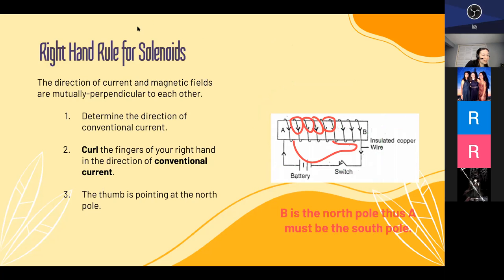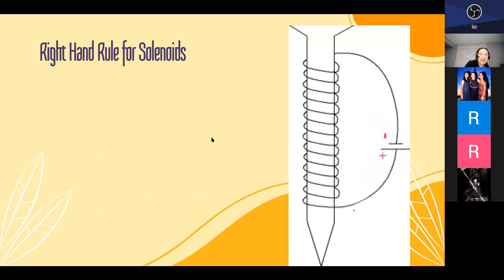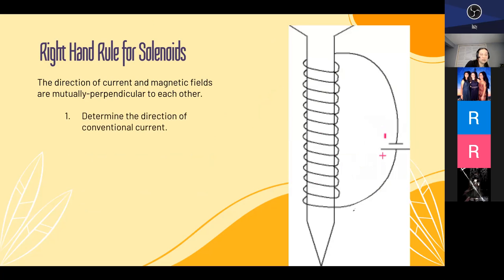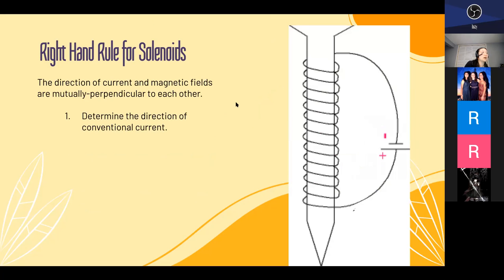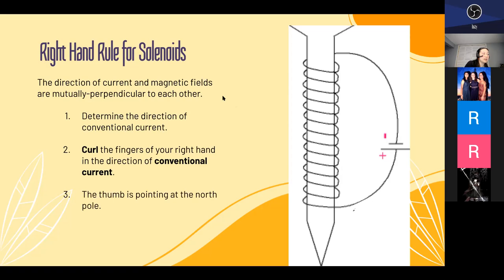Okay, so one more. What if you didn't have that first step already drawn out and you had to draw the direction of conventional current? So conventional current goes from positive to negative. So I would need to draw that in myself as a first step, then curl, then point your thumb. So in this case, conventional current goes from positive to negative. It goes in front of the nail.